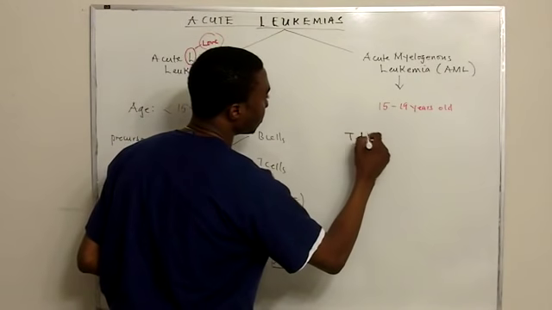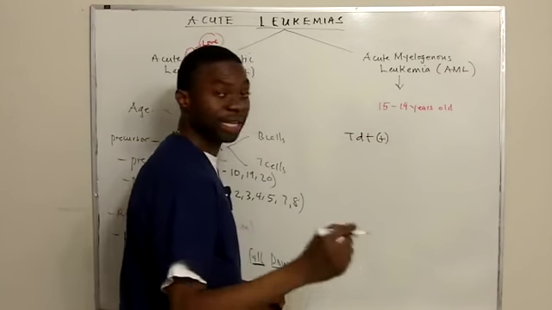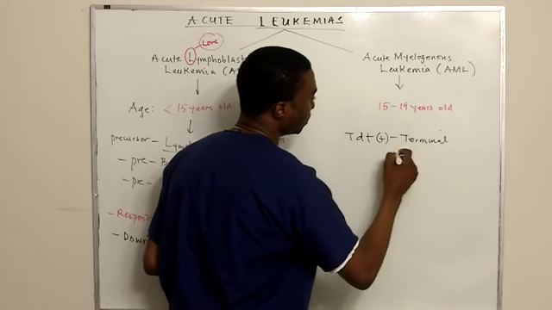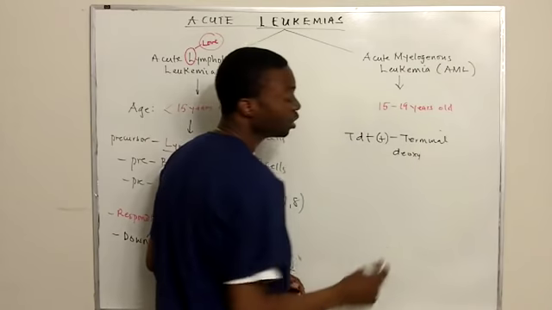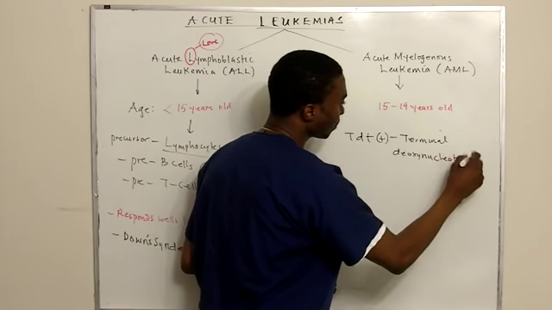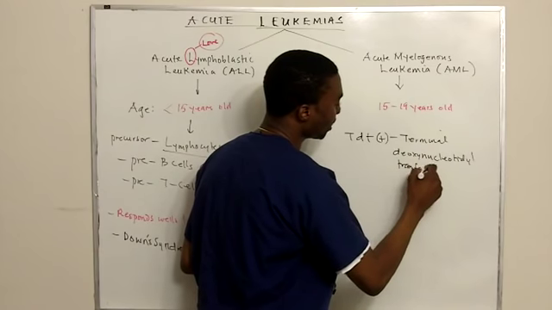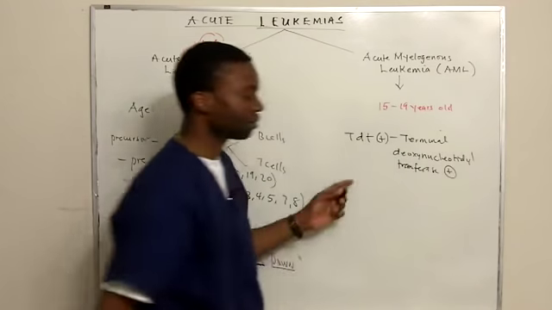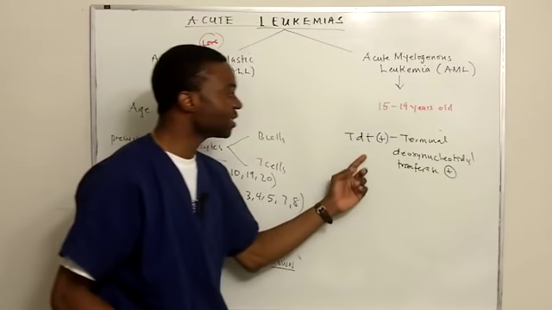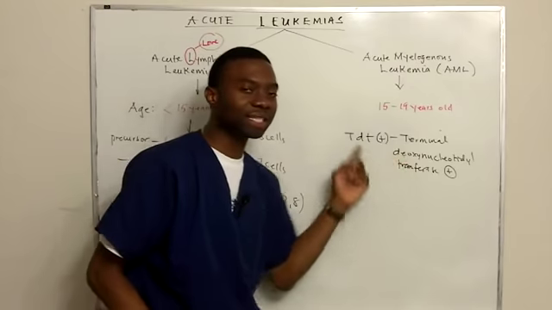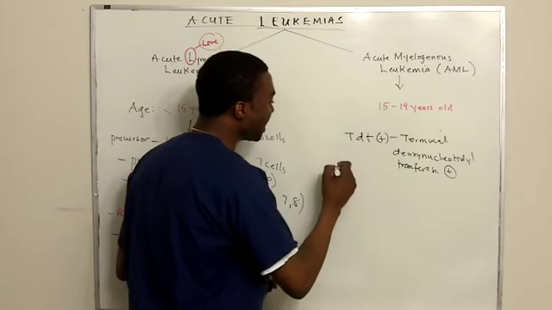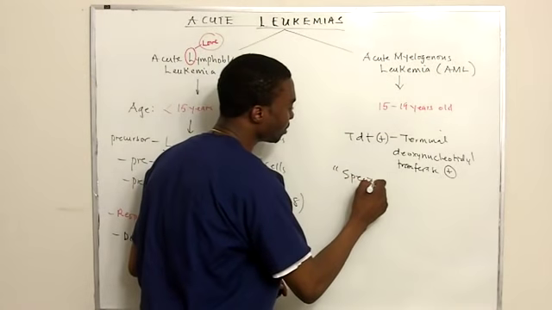TDT positive. TDT stands for terminal deoxynucleotide transferase positive. Well, when we diagnose ALL, we find cell lines that have this enzyme in it. This is actually a specialized DNA polymerase.